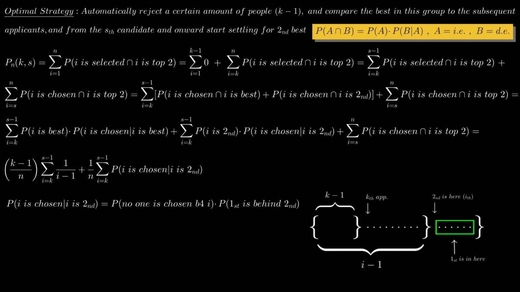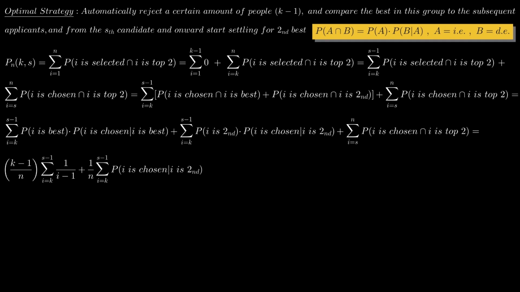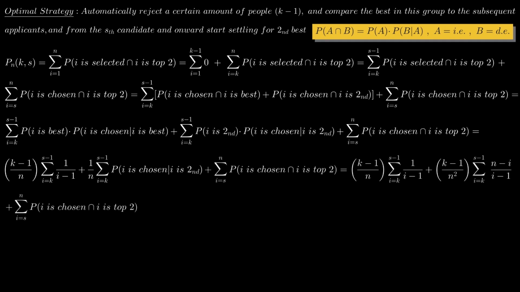Because remember, we haven't started compromising yet. Here, we're still searching for the best candidate. So the best candidate has to be behind the second one. So this probability is the best in I minus 1 is in k minus 1 times the probability that the best is behind the second best. And this is k minus 1 over I minus 1 times the ratio of these two sections here. This section is n minus I, and this section is the entirety of the set of the applicants, which is n minus I over n. So the second sum, after we bring out the constants, is k minus 1 over n squared times the sum from k to s minus 1 of n minus I over I minus 1. Correct? Makes sense so far?